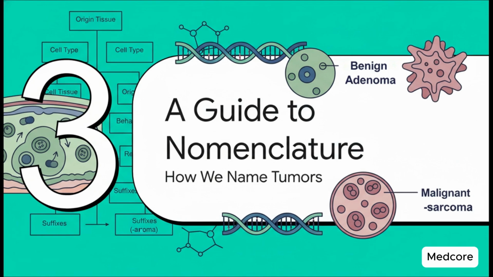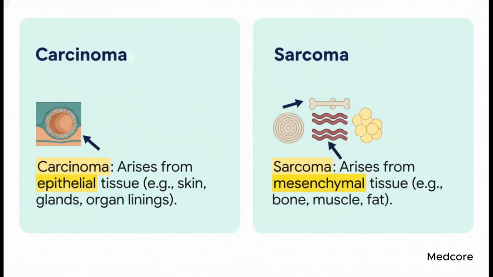There's a really logical system for naming tumors, and it can tell you a ton about where it came from and how it's likely to behave. This is the first, most fundamental split in how we name malignant tumors. It all boils down to the tissue of origin. If a tumor comes from epithelial tissue, the stuff that forms linings, coverings, and glands, we call it a carcinoma. Just think C for covering.